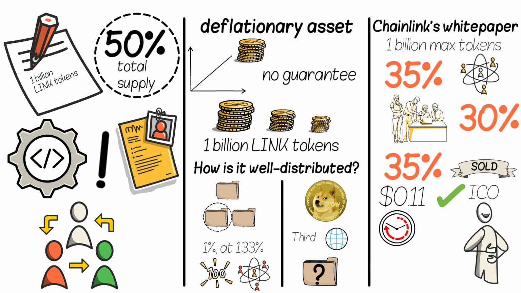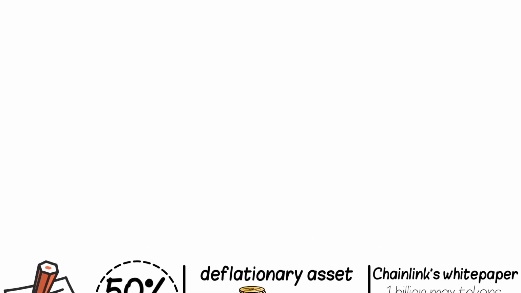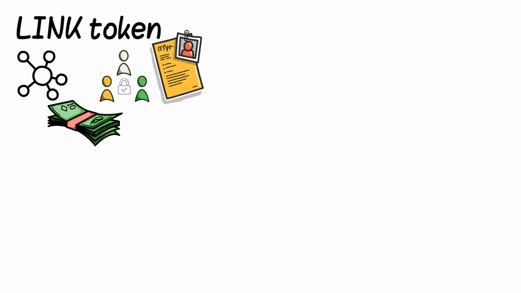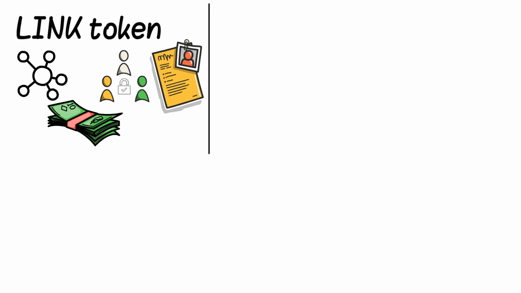Had you gotten in around this all-time low and sold around the all-time high of $52.70 back in May 2021, you would have been looking at over 47,000% ROI in only 4 years. Not a bad rate of return. In summary, the Link token is deflationary, well distributed, and primarily used as deposits to secure the network or pay for network fees, like when setting up the contracts we mentioned earlier.